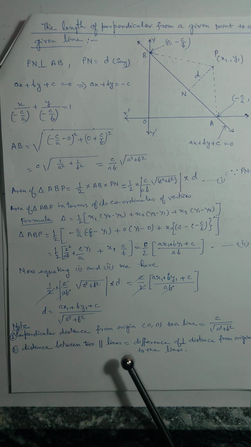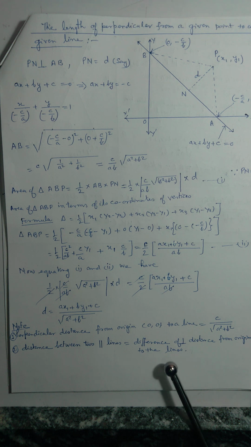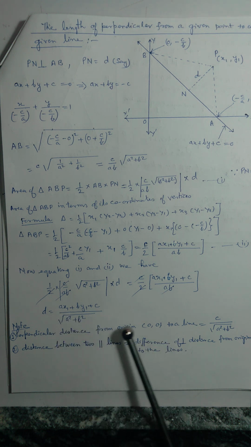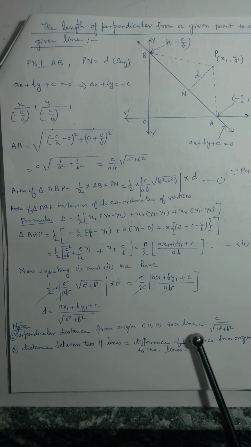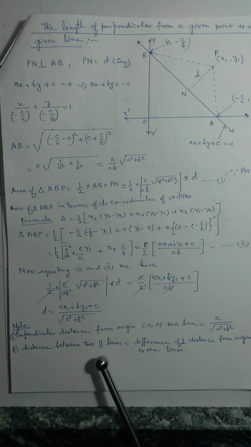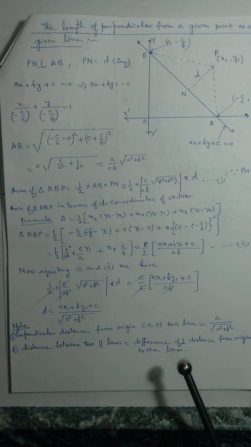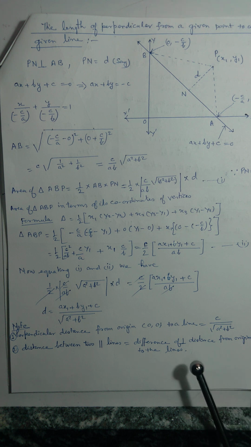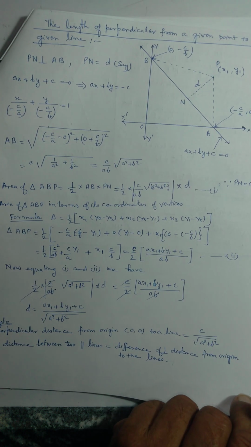Note, perpendicular distance from the origin means 0, 0. You just put 0, 0 in place of x and y, you will get c only in the numerator part. That is why I have written here to a line that is c upon root of a square plus b square. Distance between the parallel lines can be worked out with the help of the difference of perpendicular distance from the origin to the line.